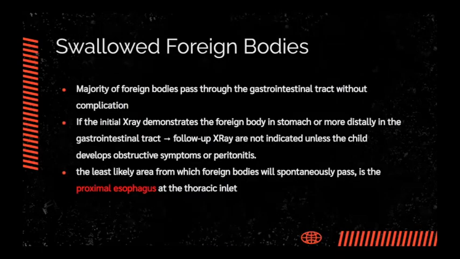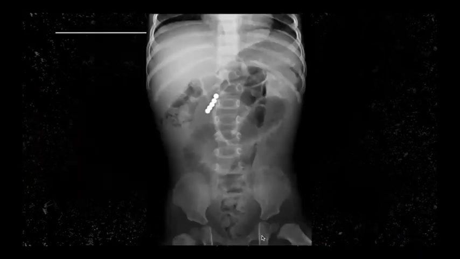All right, swallowed foreign body. The majority of foreign bodies are able to pass through the GI tract without any complication. So if the initial X-ray demonstrates a foreign body in the stomach or more distally in the GI tract, follow-up X-rays are basically not indicated unless the child develops obstructive symptoms. The least likely area for a foreign body to pass spontaneously is the proximal esophagus, at the thoracic inlet. If the foreign body is able to pass through the proximal esophagus, most likely it can pass through the rest. Right, so this is a kid.